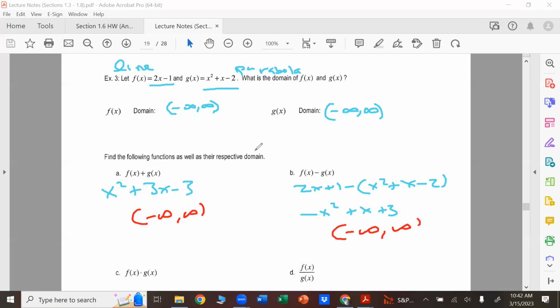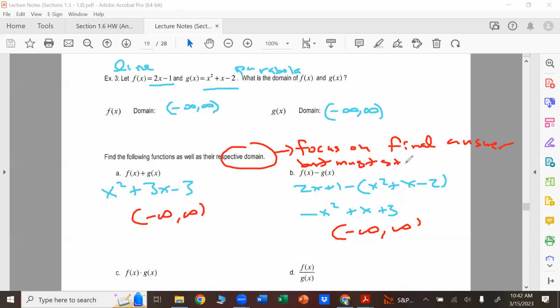So when you ask to find the respective domains, you focus on the final answer, but must still consider prior steps. So if there was a domain restriction earlier on, you have to consider that also. But usually you tend to focus on the final answer and see, okay, here's the final answer. That's still quadratic. Yeah, all real, right?